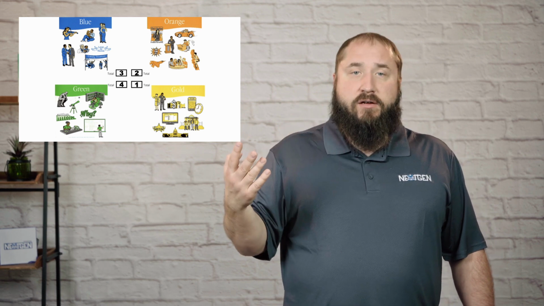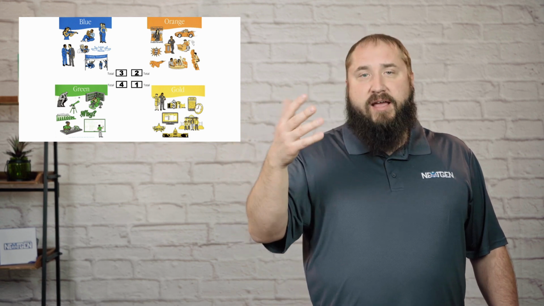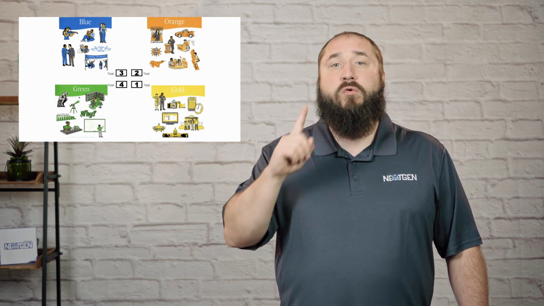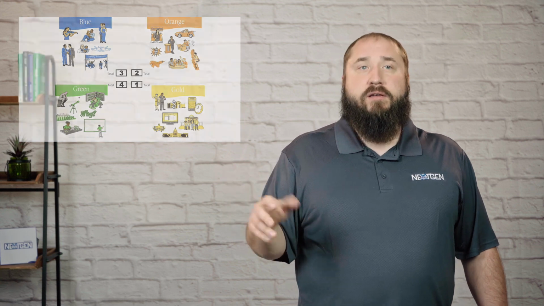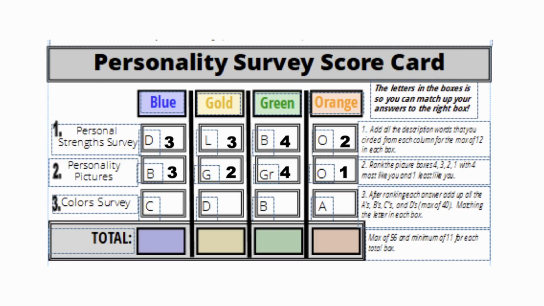Then the next color or picture is the second highest, so you put a 3, then 2, then 1. So your 1 is least like you, okay? You might have a few pictures or none of them, but that's a 1. You take those letters and add them to your personality scorecard, so you're almost done. The last part will probably take you the longest, but it shouldn't take you more than 5-6 minutes.